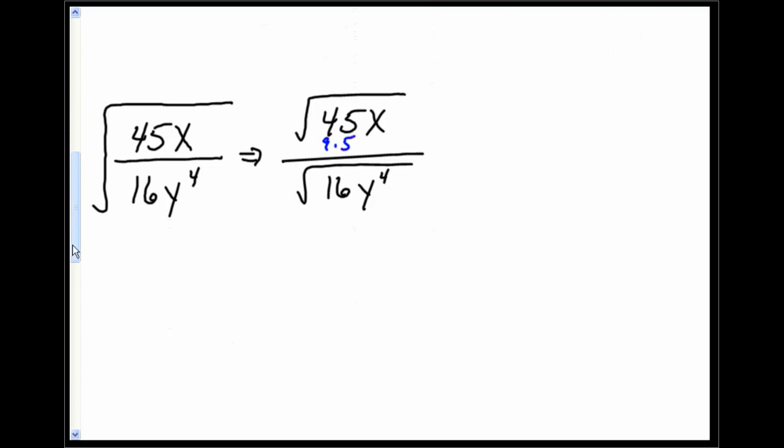So square root of 9 is 3, so the 3 comes out. The 5 is going to stay underneath the radical, and the x is going to stay underneath the radical. That is not a perfect square at all. There's only one x. The denominator, square root of 16 is 4. Square root of y to the 4th will be y to the 2nd. And this cannot be simplified in any way, so we're done.